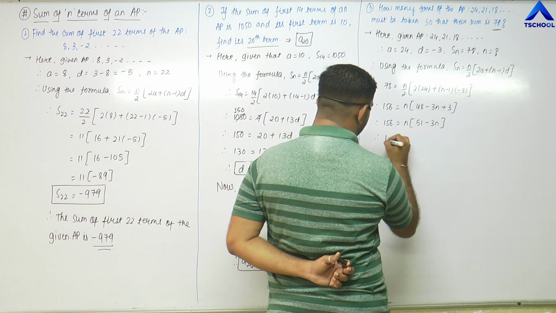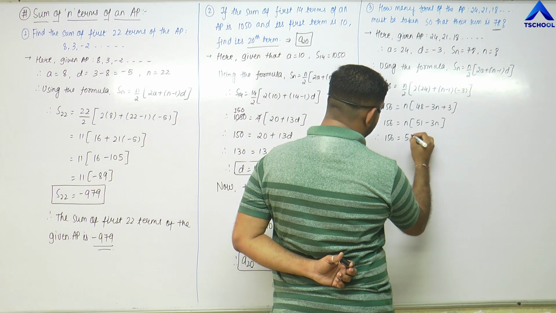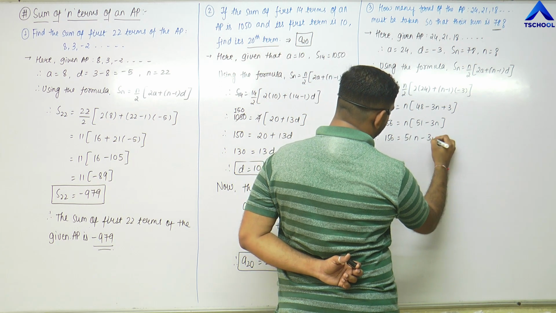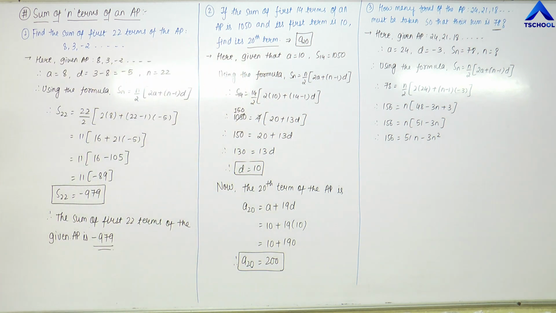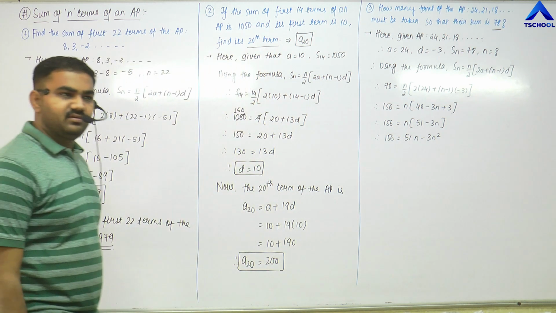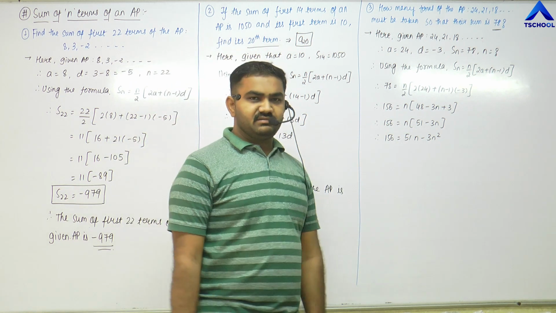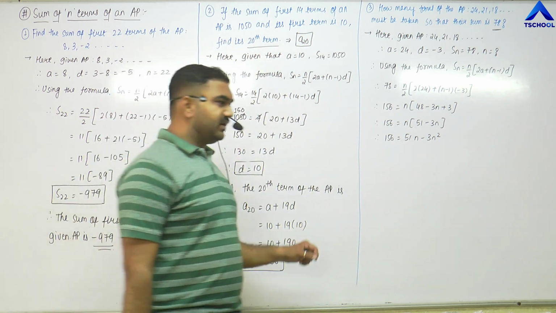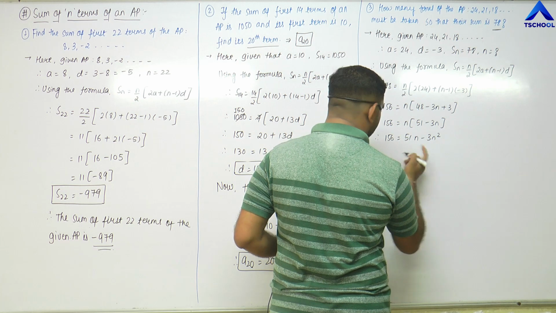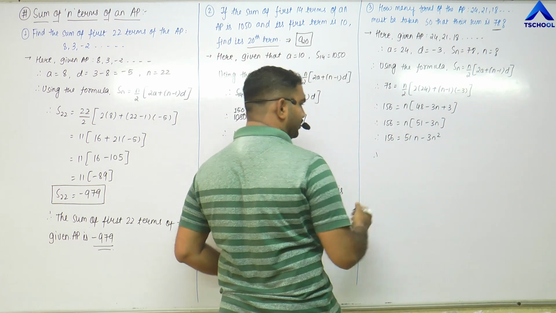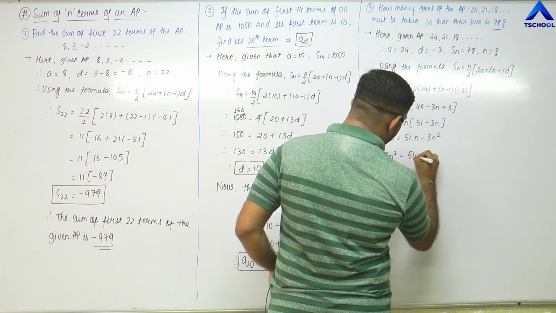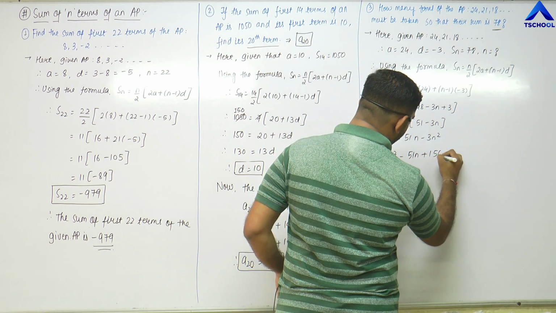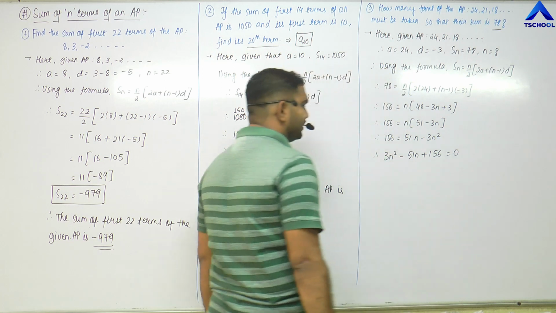And again 156 equals 51n minus 3n square. Is 51 divisible by 3? Yes. Is 156 divisible by 3? Yes. So we can take out 3 common, but first of all let us simplify, taking these terms here, that is 3n square minus 51n plus 156 equals 0.